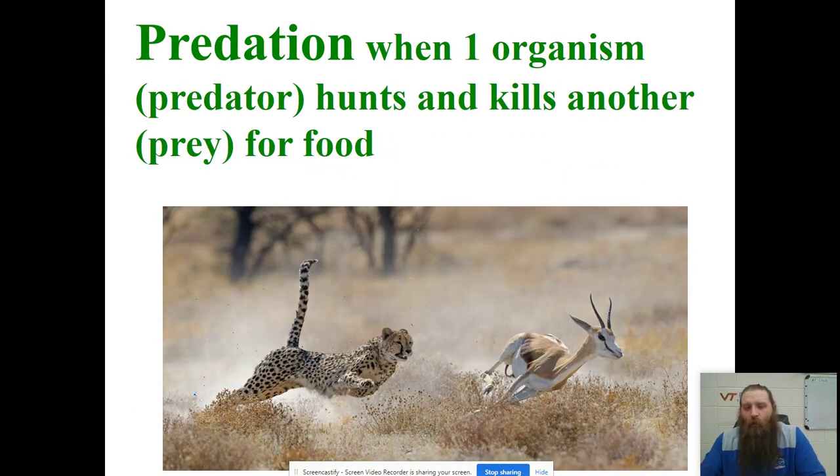Now, predation is probably something that you're familiar with. It's the predator-prey relationship. It's when one organism hunts and kills another organism for food. That's not rocket science. That's something we've talked a little bit about, something you're probably just familiar with based on your own life experience, things that you already know.